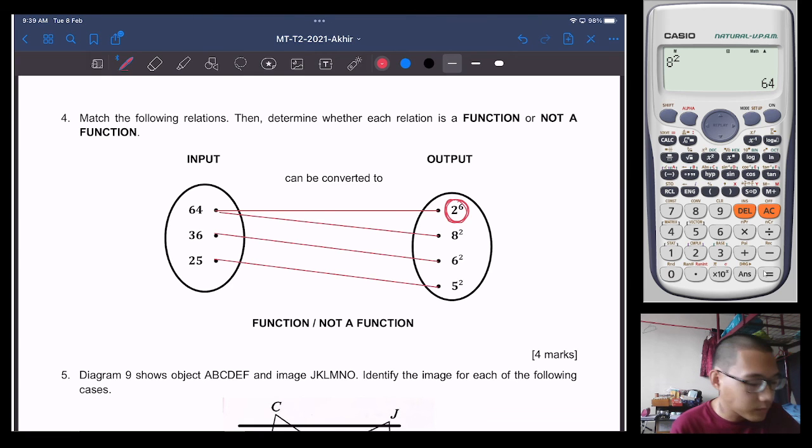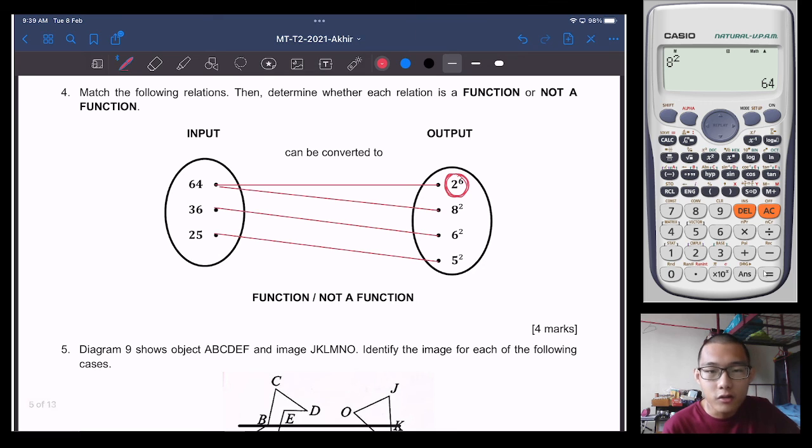Based on these relations, we found that we have one object, one domain element. This one we call the object, and here we call the image. We found that one object has more than one image. Because this occurs, this is a one to many relation. A one to many relation is not a function, because for a function every object has only one image, we cannot have more than one image. So this is not a function.